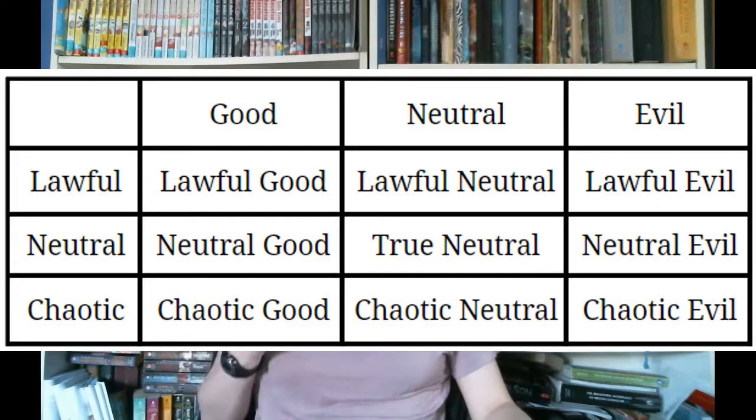For those of you who don't know, the alignment and loyalty systems are the methods used to determine a player character's proclivities and behavioral tendencies. The alignment system is the traditional method with 9 alignments, each a combination of one of law, neutral, and chaos, with one of good, neutral, and evil. The chart looks a little something like this.